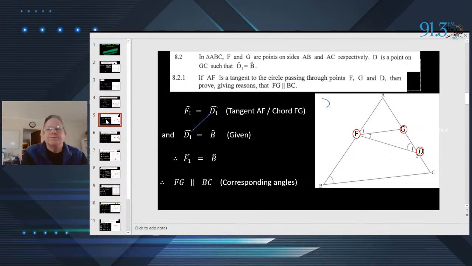So 8.2. Now we are working with something that hasn't got much written there. So let's see what they're asking. In triangle ABC, that's the big triangle, F and G are points on sides AB and AC. D is a point on GC, so that angle D1, and they marked it, is equal to angle B.